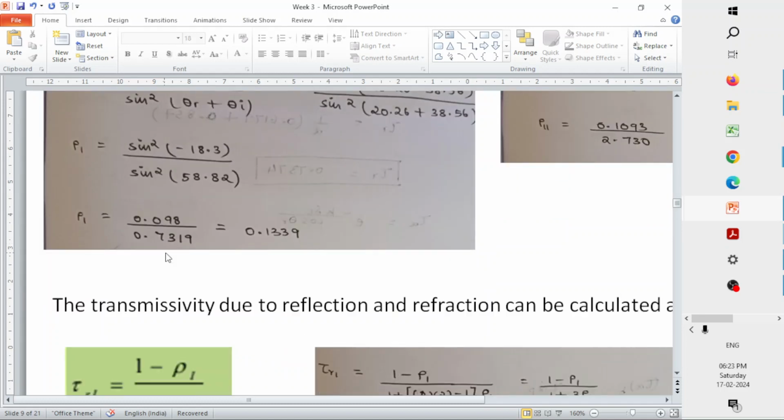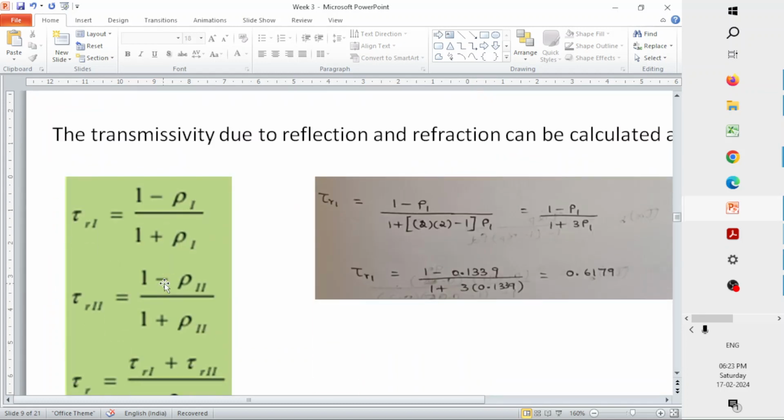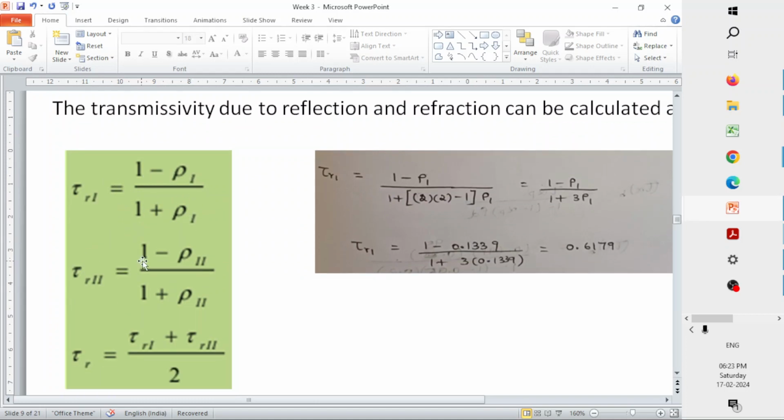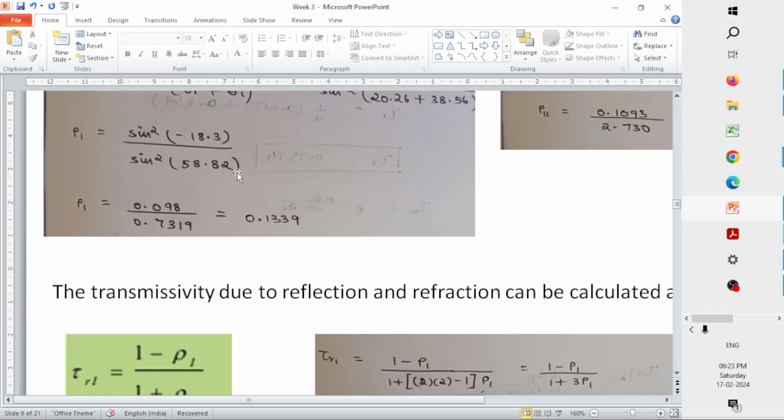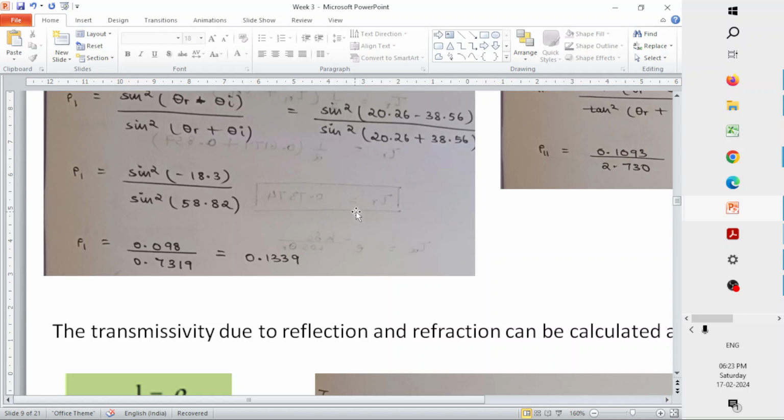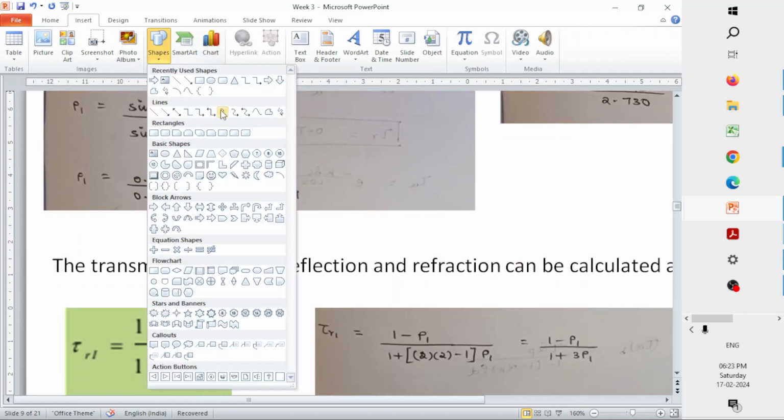Now you can calculate the transmissivity due to reflection and refraction. So tau r1 is nothing but 1 minus rho 1 by 1 plus rho 1. Tau r2 is nothing but 1 minus rho 2 by 1 plus rho 2. Tau r, that is your final transmissivity due to reflection and refraction, is tau r1 plus tau r2 by 2. So you know rho 1 and rho 2. Rho 1 is 0.1339 and rho 2 is 0.04. So let me just write it here.